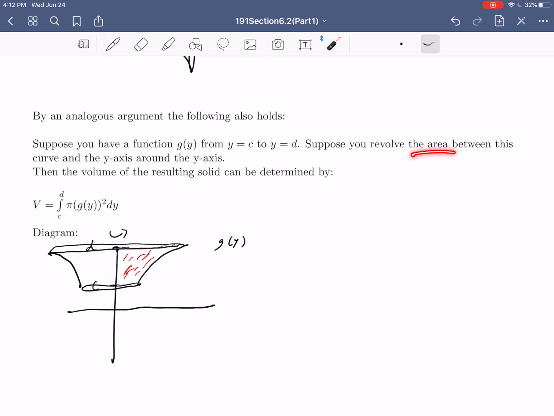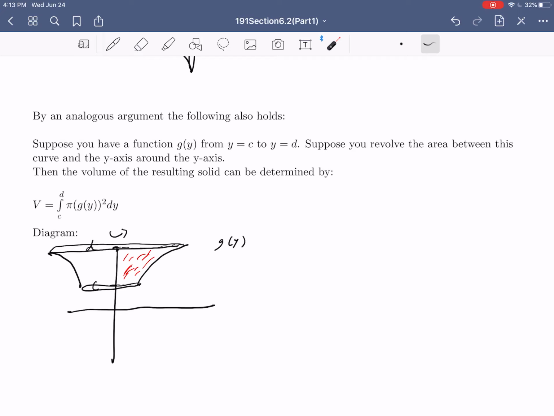Notice also the region we're talking about is no longer the area under the curve and the x-axis, but the area between the y-axis and the curve. So it's the area to the right here. Okay, so we've developed two basic formulas, one in terms of x and one in terms of y.